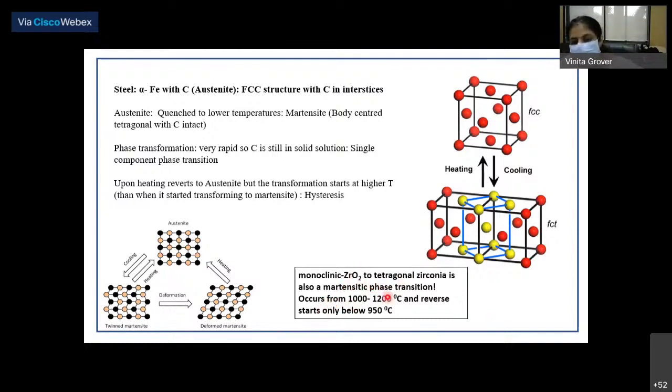It occurs from 1000 to 1200. I've observed it at 1125, 1150 or so. Monoclinic goes to tetragonal, but if you start cooling it, the reverse will start only below 950. This is called the hysteresis of the phase transition. That is shown by martensitic phase transitions and not by displacive transitions in general. Okay.